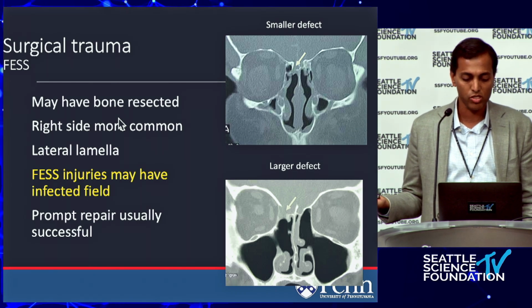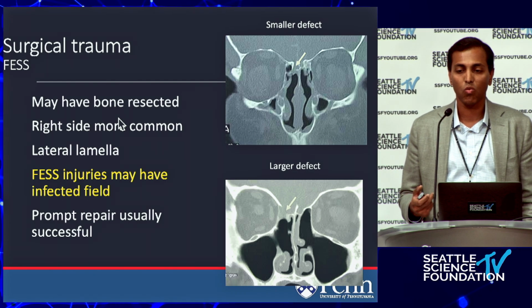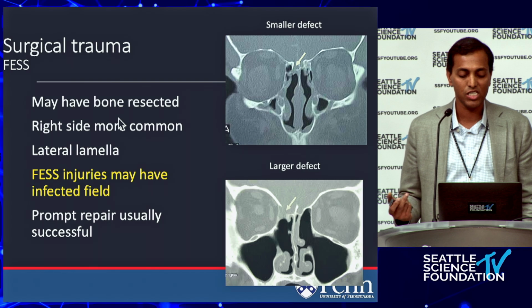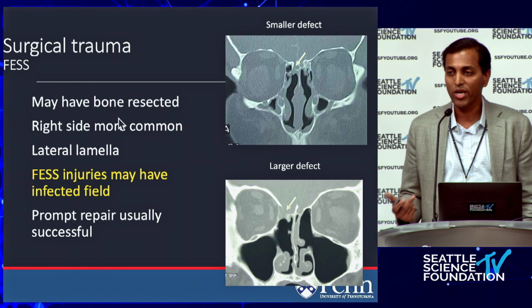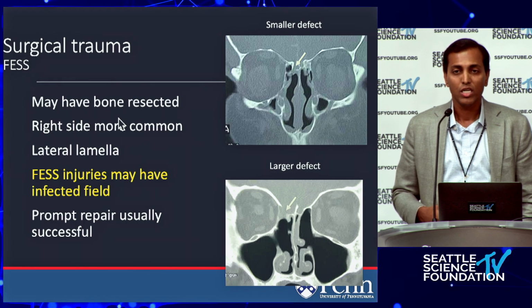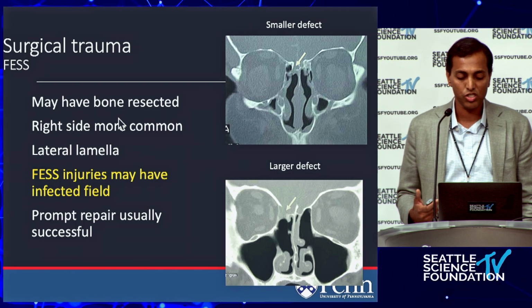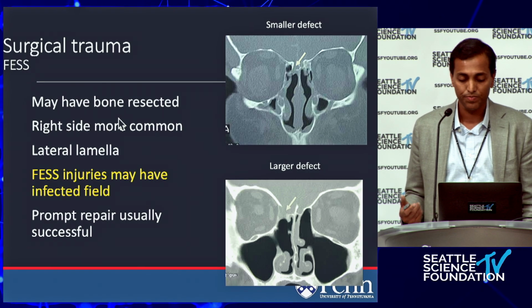If you think about surgical trauma, we're going to think about what we're looking at in the CT scans beforehand that can potentially give us problems. So avoidance is always a key point. Take a look at that CT scan. If it's revision surgery, what bone has been resected?